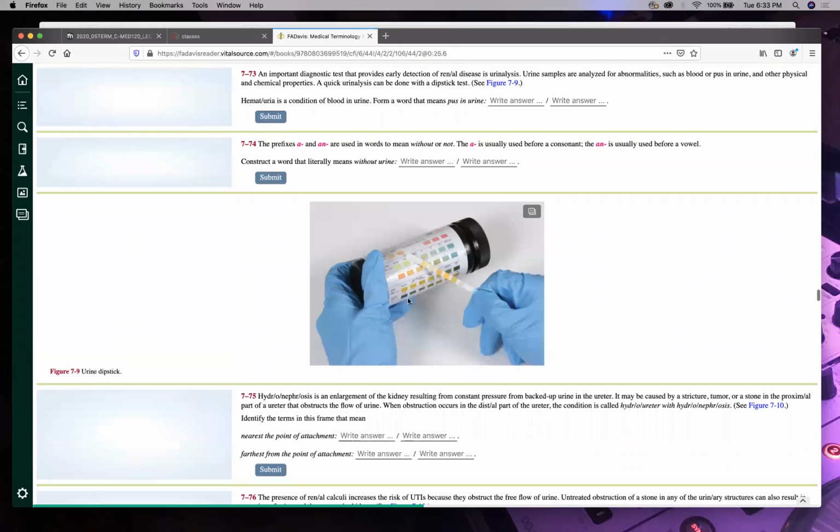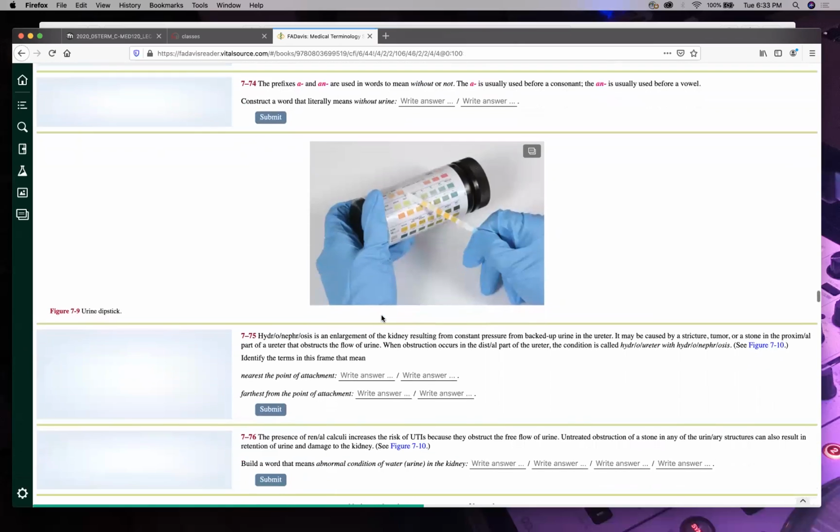Okay, here's urinalysis or a urine dipstick. Urinalysis is pretty much broken down into 3 parts: physical, chemical, and microscopic. This is the chemical portion of it, and this is just a quick screening diagnostic. You dip this thing in your urine, wait about a minute or 2, and then match the color to see what your quick results are.